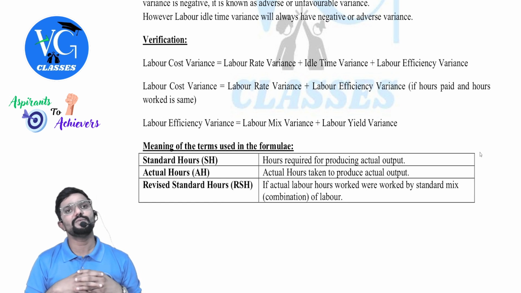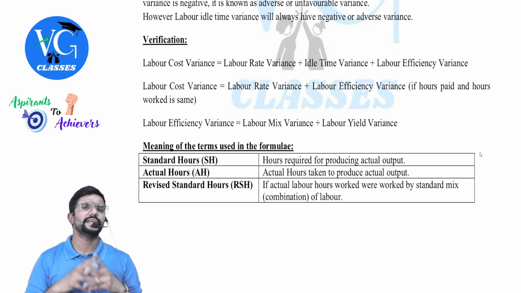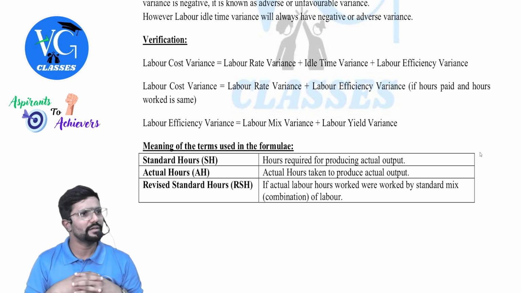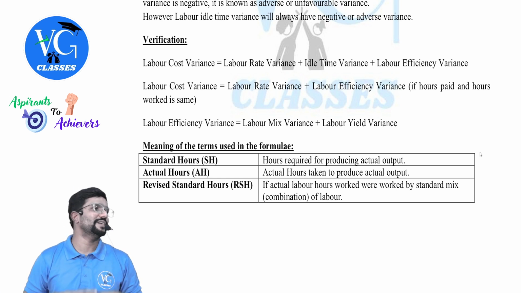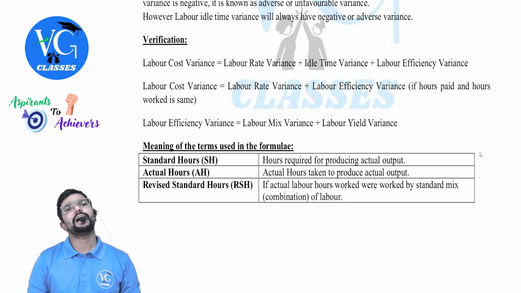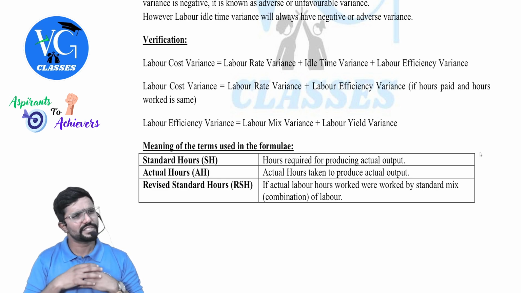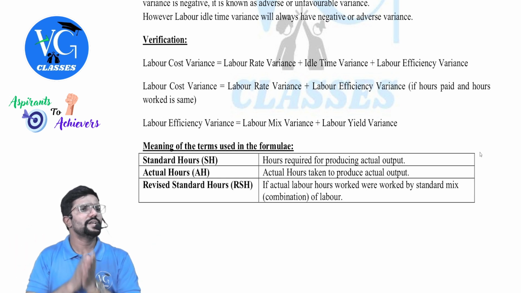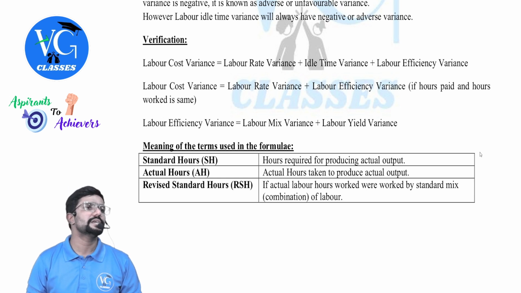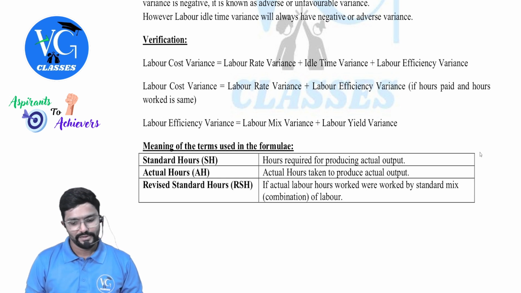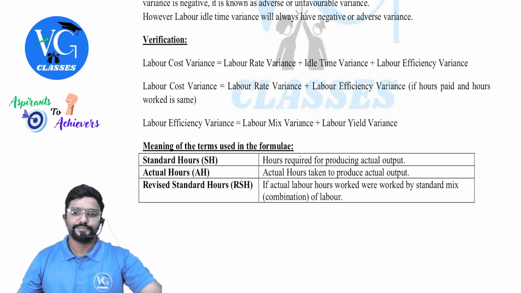Then one more is the idle time. Idle time variance: how is it? Idle time into standard rate. It will always be adverse. For the rest, except idle time, if you get a positive answer, it is favorable. If you get a negative answer, it is adverse.